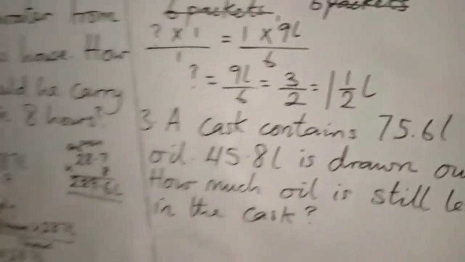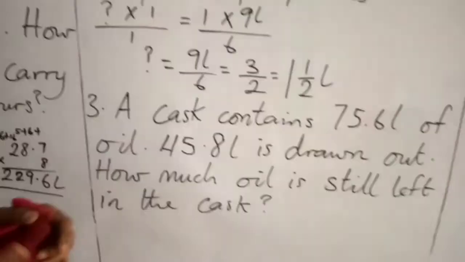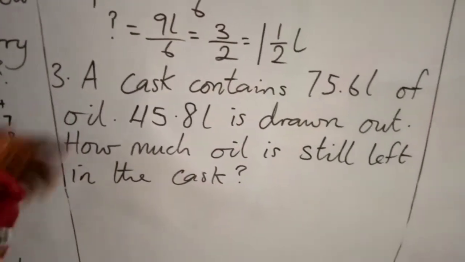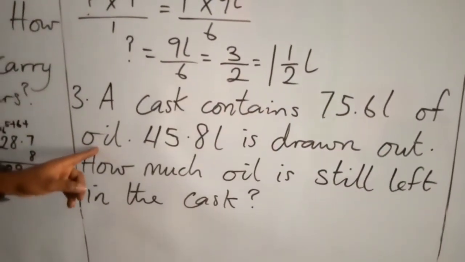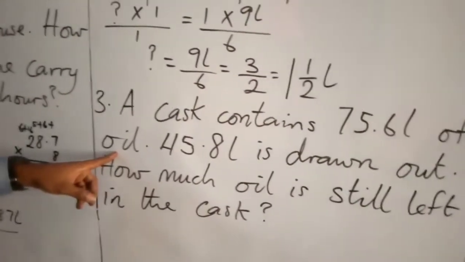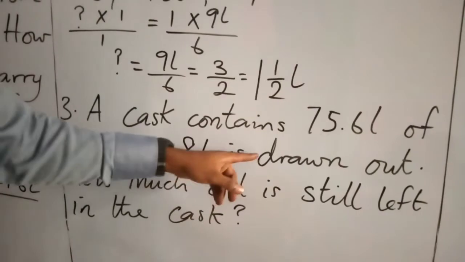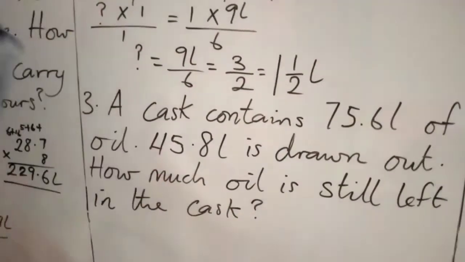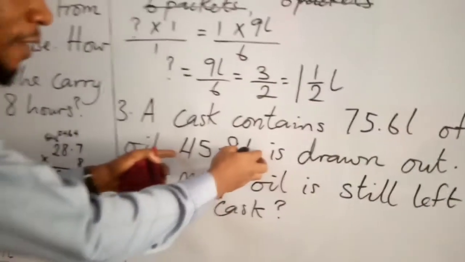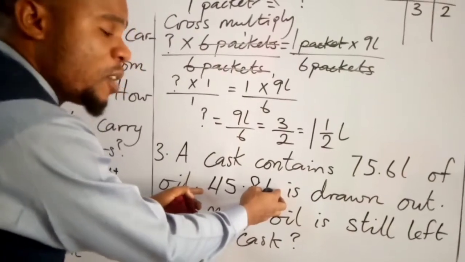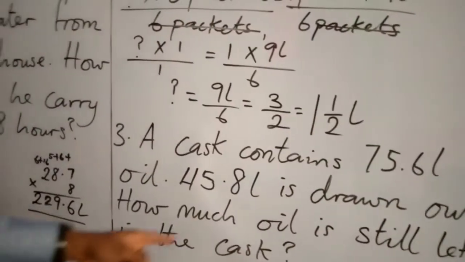To the third question. A cask, this is a container, like a very big barrel used to store water or any other form of liquid, contains 75.6 liters of oil. So we are using that to store oil. 45.8 liters is drawn out, that is taken out of the total oil in the container. They remove 45.8 liters out of it. How much oil is still left in the cask?